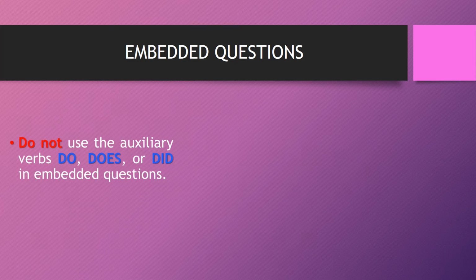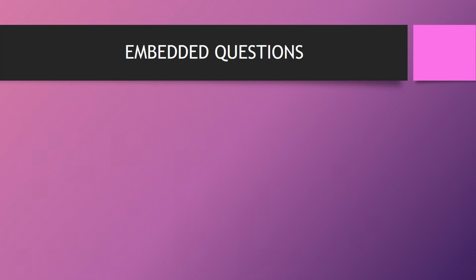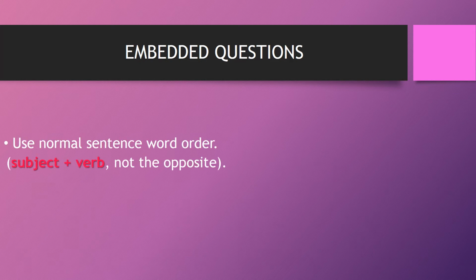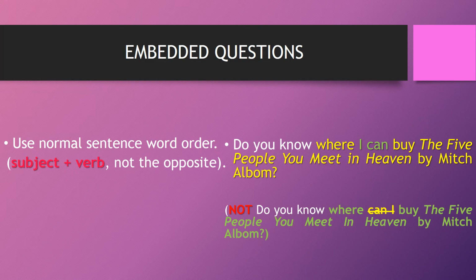In embedded questions, we do not use the auxiliary verbs do, does, or did. For example, I wonder why they love thrillers, and not I wonder why do they love thrillers. In embedded questions, we have to use the normal sentence word order, subject plus the verb, and not the opposite. For example, do you know where I can buy The 5 People You Meet in Heaven by Mitch Albom? And not, do you know where can I buy The 5 People You Meet in Heaven by Mitch Albom?